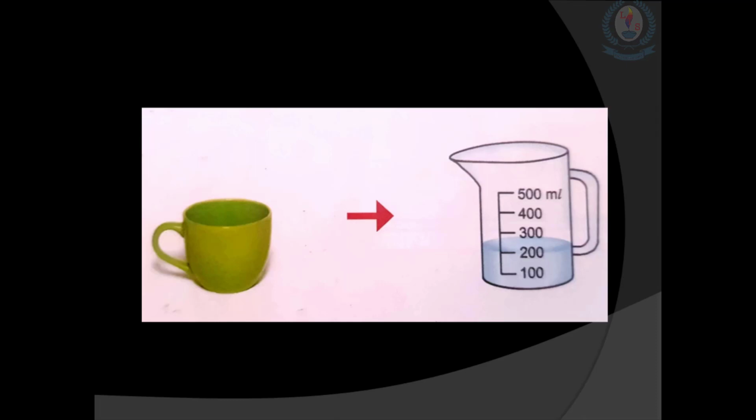Then how can we measure the capacity of the cup? We have to identify where the water level meets the marking on the measuring jug. The water level at the marking represents the capacity of the container. Here you can see the water level meets the marking at 200 milliliters. So we can say the capacity of the cup is 200 milliliters.